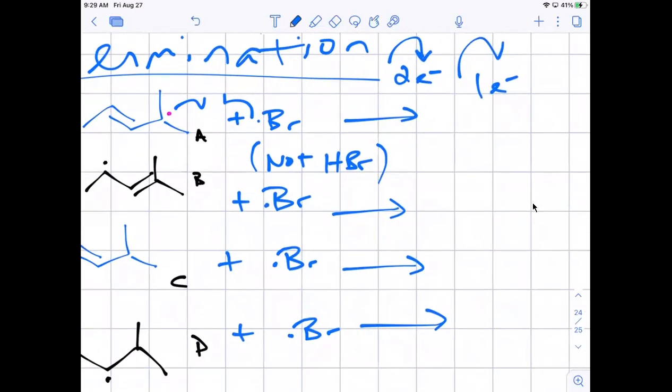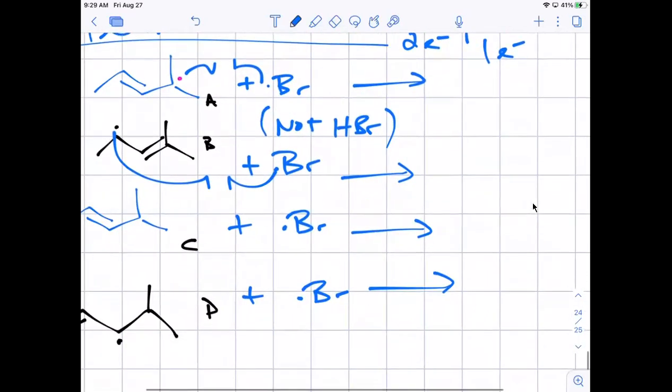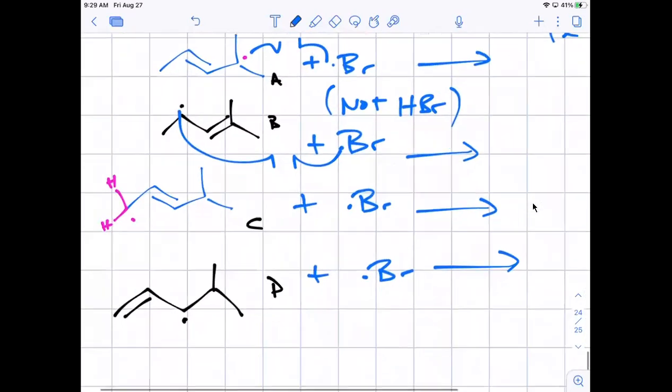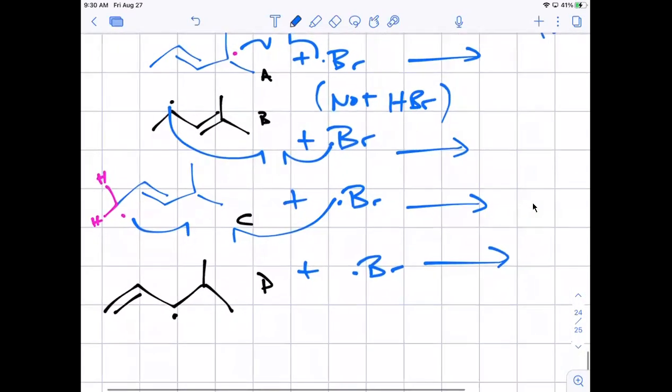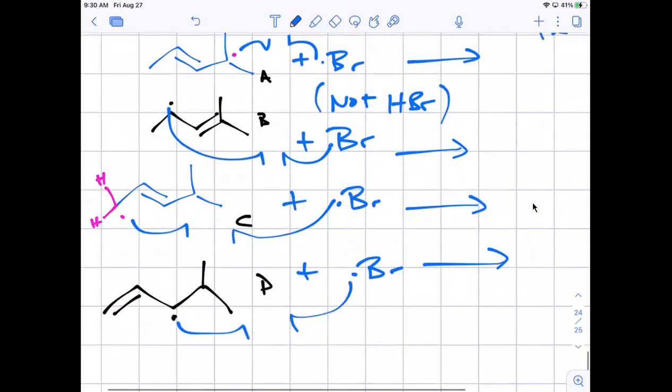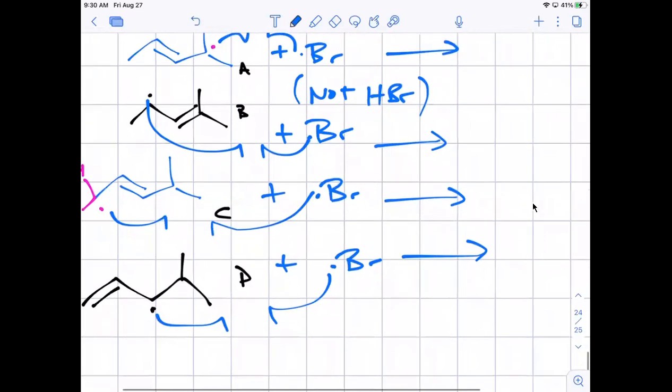So I'm going to do the same thing here. I'm just going to draw it that way. It doesn't matter if you curve it over the top or over the bottom, that's semantics. Right, so C and D are here. Same thing, boom, boom, same. Bromine is going to come in, and those radical electrons are going to be shared in a carbon bromine bond. And that's how I'm going to get my product.